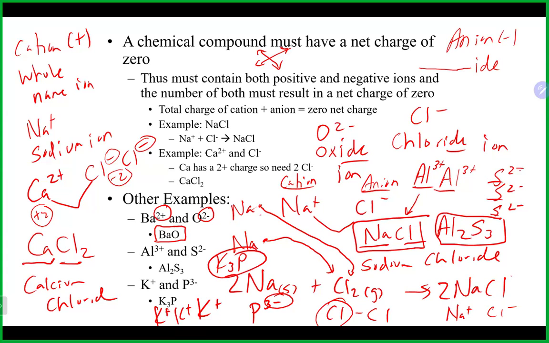By the way, the names of those 3 on the bottom are barium oxide, aluminum sulfide, and potassium phosphide. Again, IDE for the negative guys and the whole name basically for the metals in front. Yeah. Any questions on that? And obviously when we get to naming, we'll talk about the specific rules for everything. Little preview there, I guess. Yeah. Any questions on that?